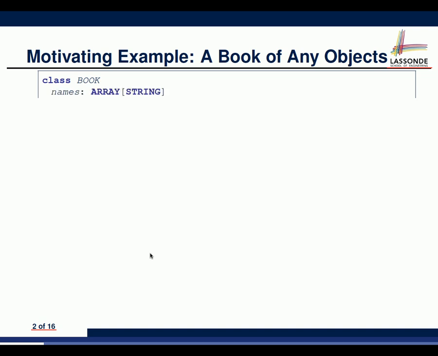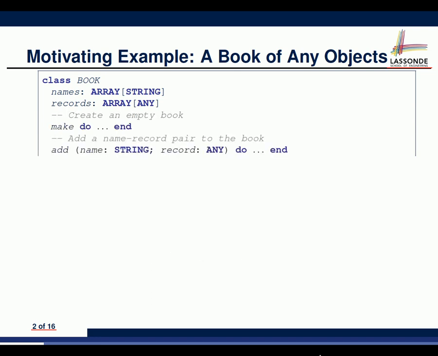Okay, generics. Since you are so good at type checking, please don't let me down. Let's say we have a classical book, and we have an array, names, which is an array of string. As a record, it'll be an array of any. That means we are basically giving an array of objects, if you are comfortable with Java terms. And then we have a constructor to create an empty book. Now for the add over here, we have string and also record.